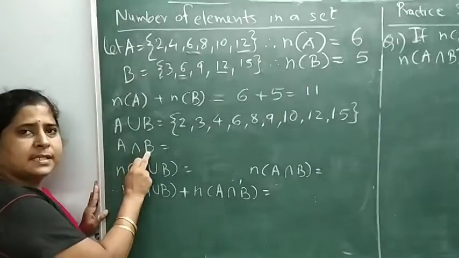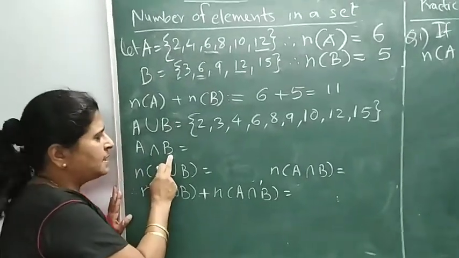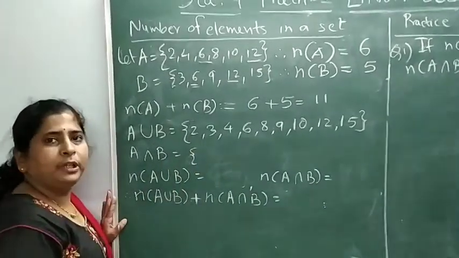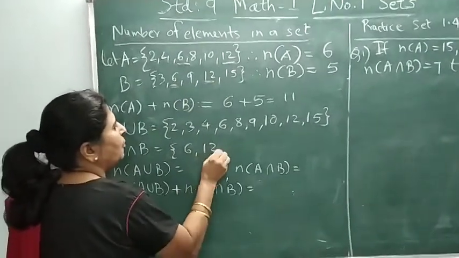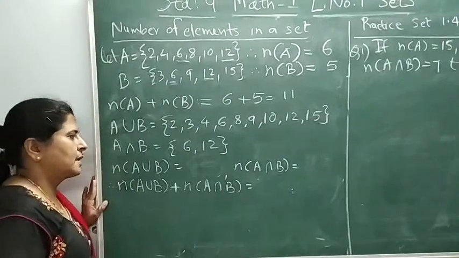And what is the A intersection B? A intersection B means it is the set of only common elements. We have seen that 6 and 12, these two elements are common. So this is the A intersection B.